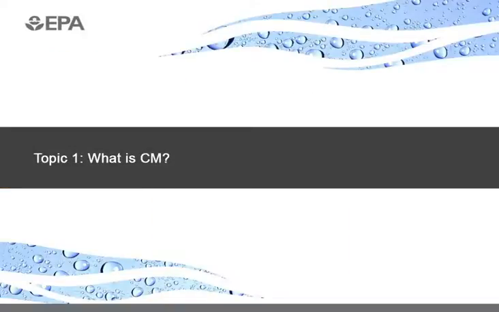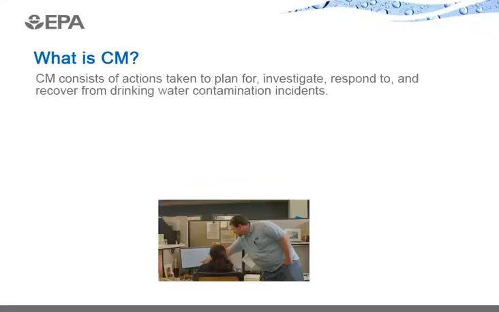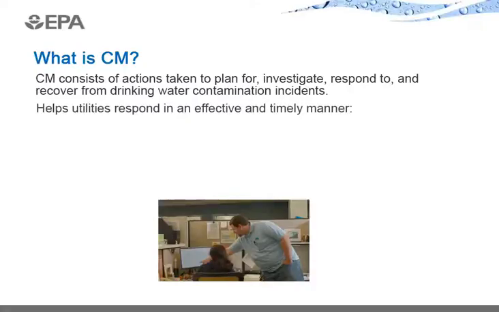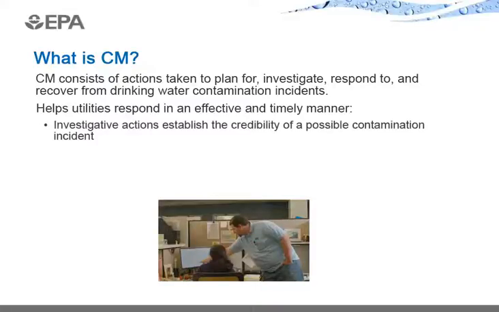First, let's define CM. CM consists of actions taken to plan for, investigate, respond to, and recover from drinking water contamination incidents. These actions help utilities respond in an effective and timely manner through a planned, coordinated effort. Investigative actions establish the credibility of a possible contamination incident through the review of information from the SRS surveillance components and results from sampling and analysis.